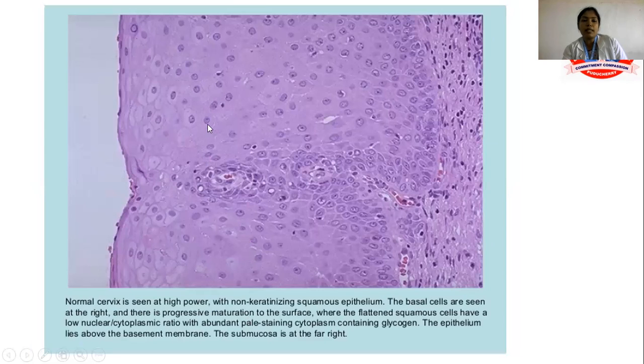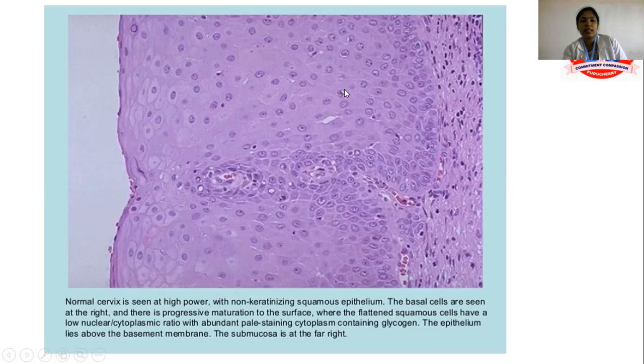So this is the normal cervix seen at higher magnification. These are the basal cells. The basal cells are seen at the right, and there is progressive maturation to the surface, where the flattened squamous cells have a low NC ratio. That is, they have abundant cytoplasm containing glycogen and a pyknotic nucleus. This is the area of maturation.